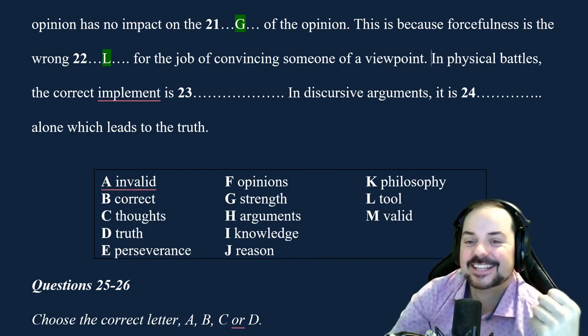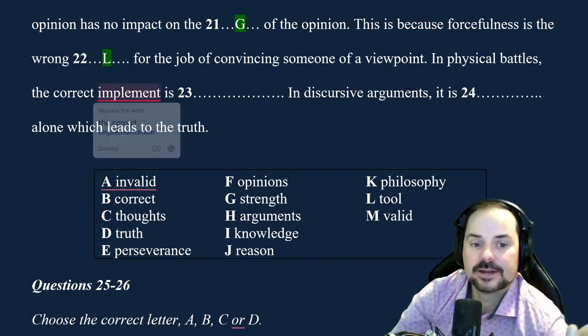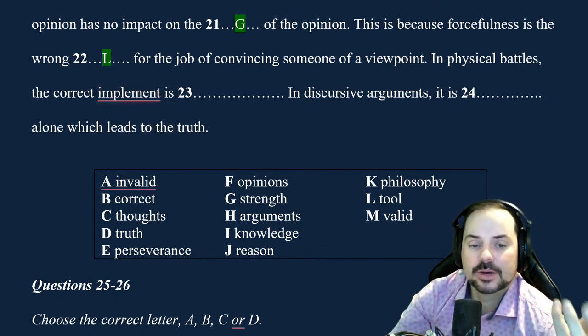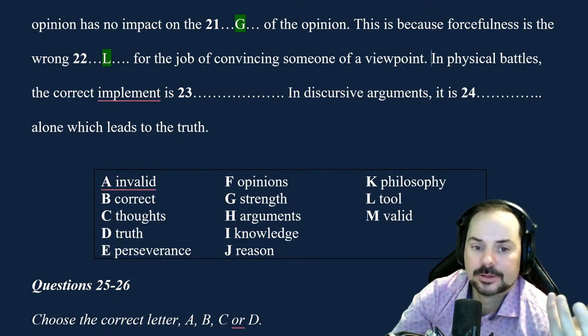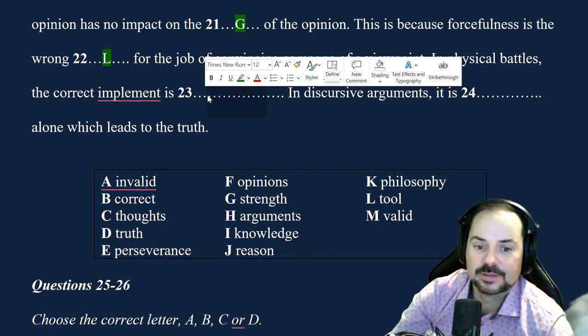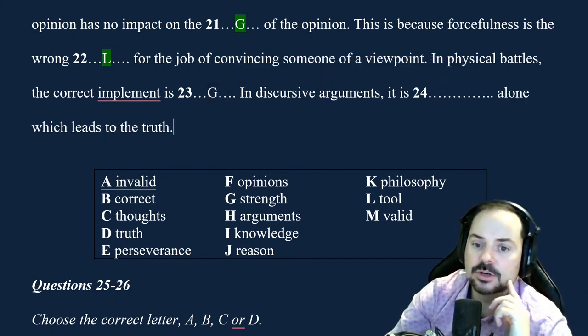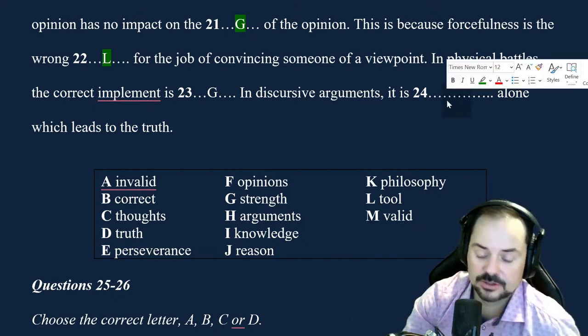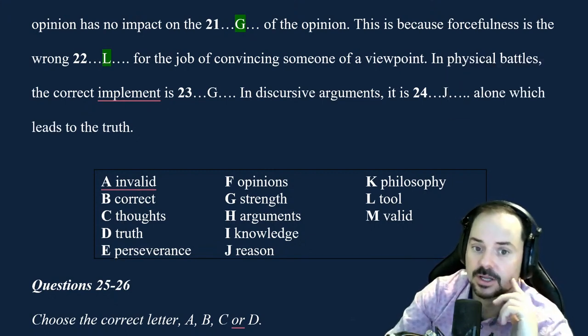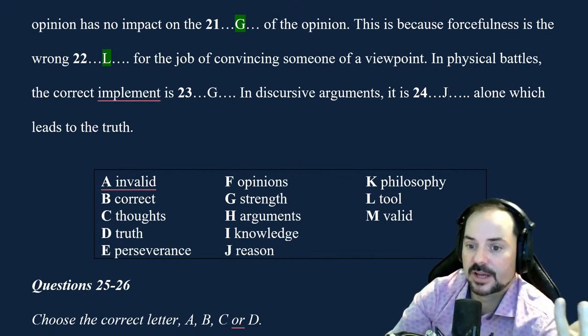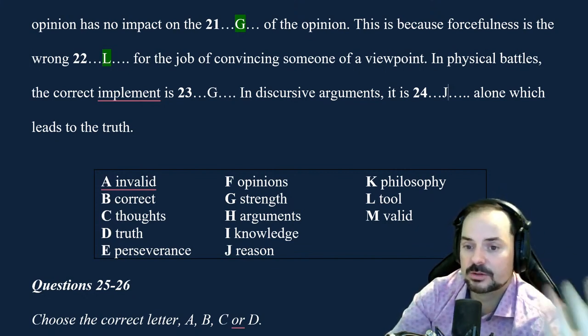All right. So I'll help you out with these ones a little bit. So in physical battles, the correct implement. The correct implement means the correct tool is strength, right? If I'm stronger, I'm going to beat up the other guy. Okay. In discursive arguments, it is reason. It's my ability to logic, to reason, which is going to win me the fight, right? So, oh, you sound more logical, I will give you the victory, right?